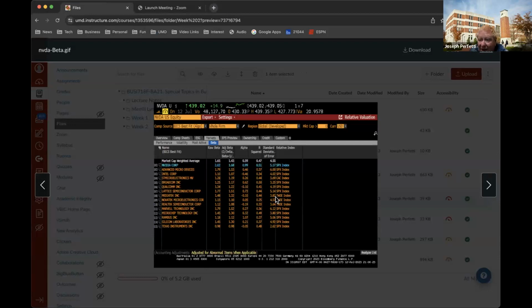Is it sensitive to changes in the economy? Very. Yeah. And what data on this screenshot that I gave you suggested that? The beta. Give me the numbers. For the industry, it's 1.65 and NVIDIA is even higher at 2.02. Yeah. So basically, semiconductors go up a lot faster when the market's up and go down a lot faster when the market's down.